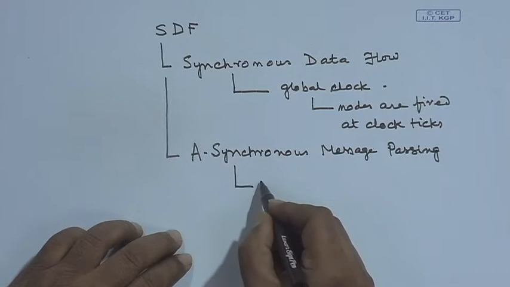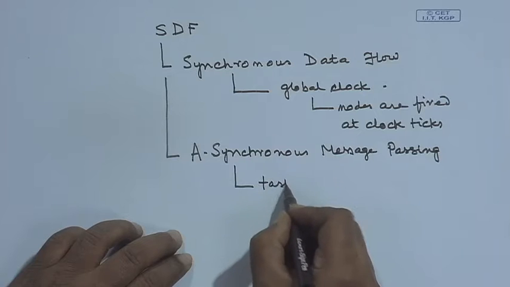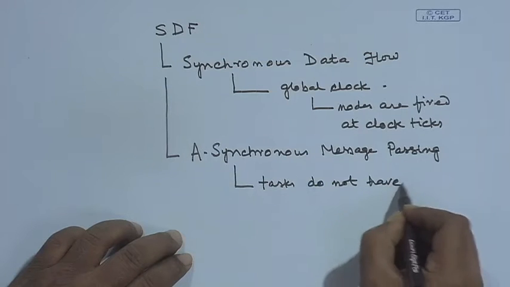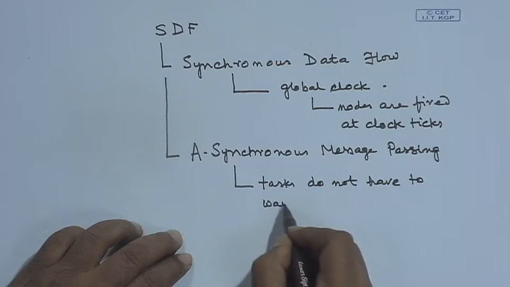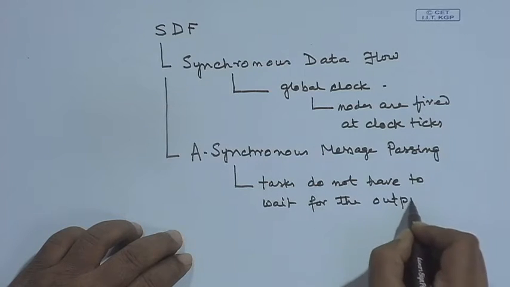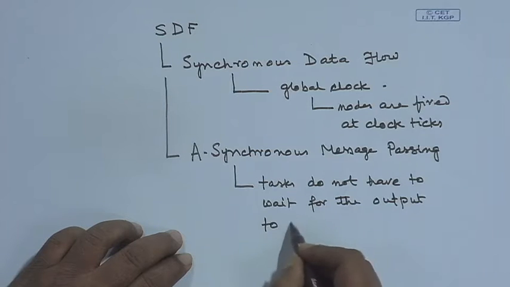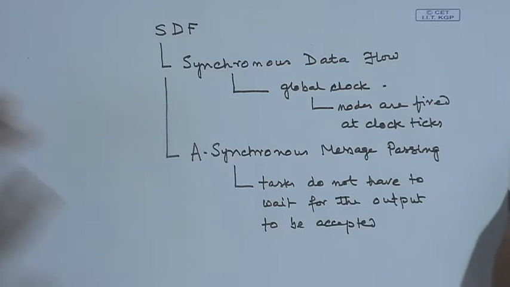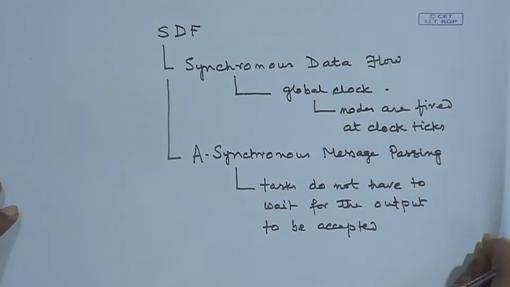This means it gets the data, it produces some data, it sends it. At every clock it goes on sending it. Now, it is not necessary that it will wait for that to be accepted. So, now I will give some examples of SDF to you.